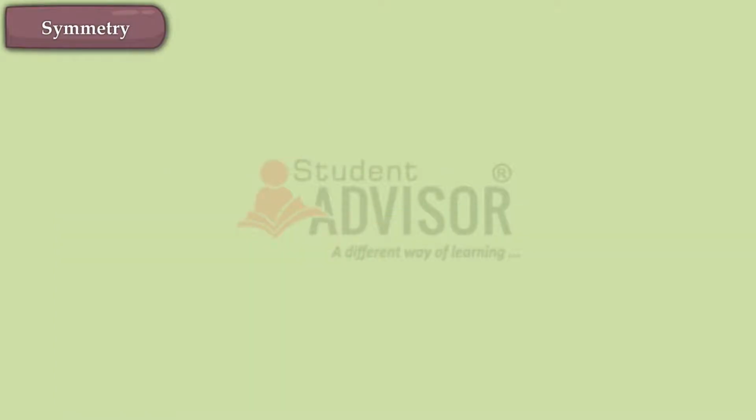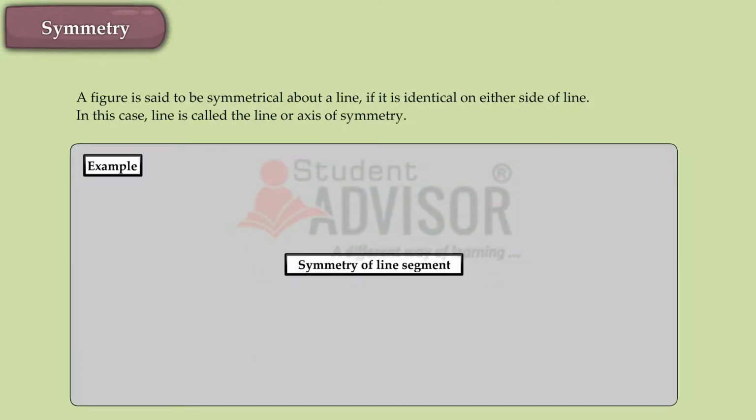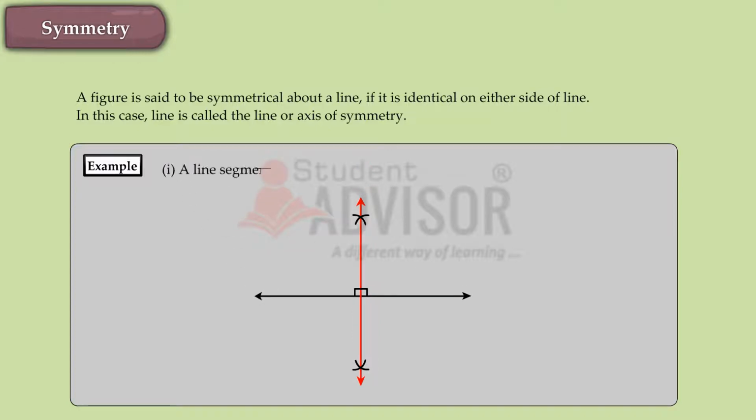Symmetry. A figure is said to be symmetrical about a line if it is identical on either side of the line. In this case, the line is called the line or axis of symmetry. Example: symmetry of line segment. A line segment is symmetrical about its perpendicular bisector.